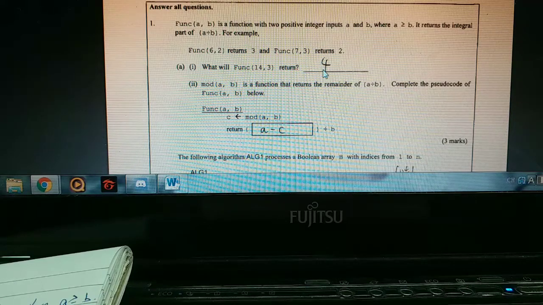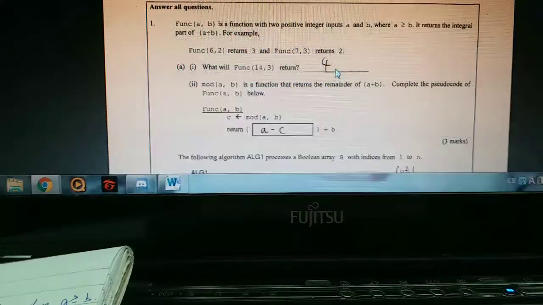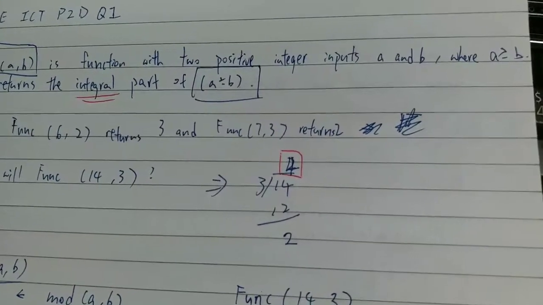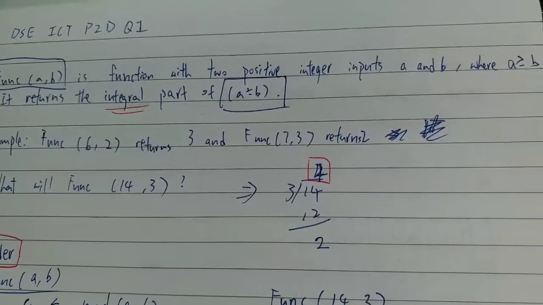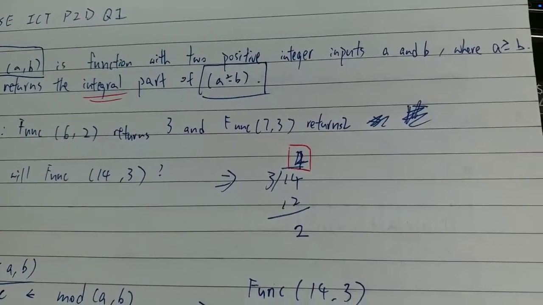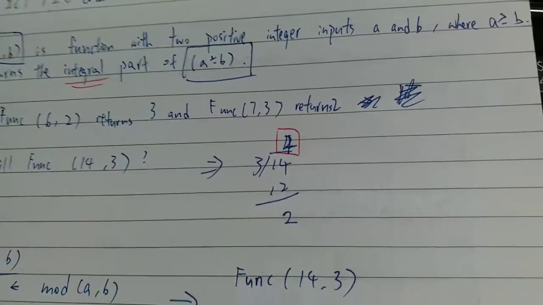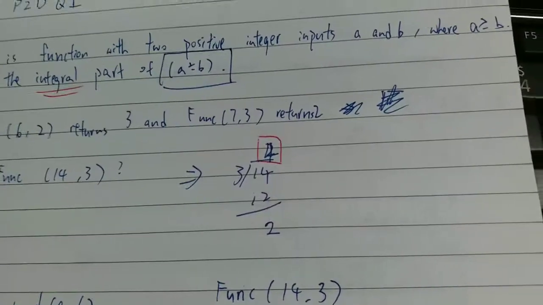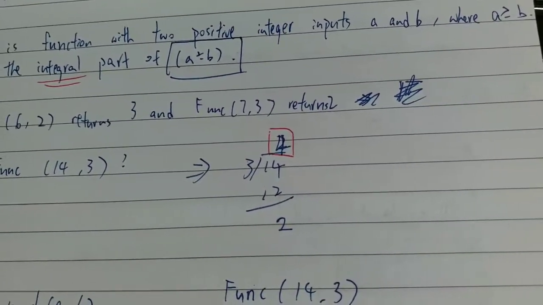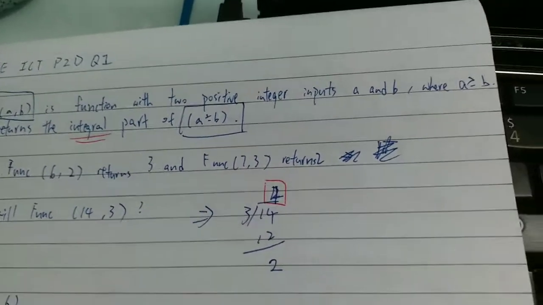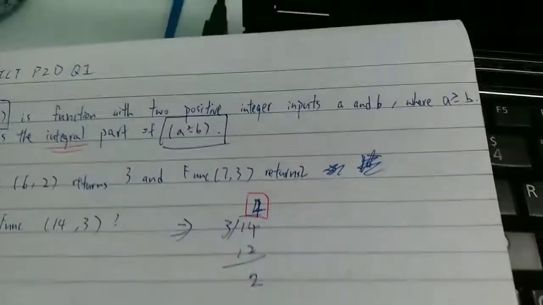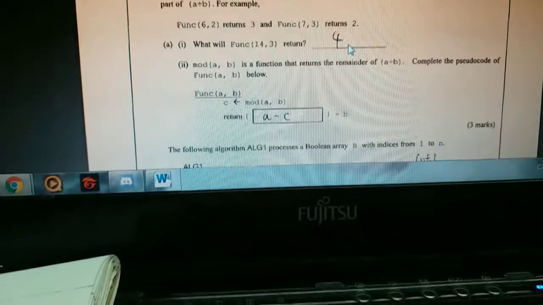It should be 4. It is because when 14 is divided by 3, there will be 4 times, and remainder 2. Since 4 times 3 is 12 and it remains 2, and we only take the integral part, so it's 4. And then question A2.